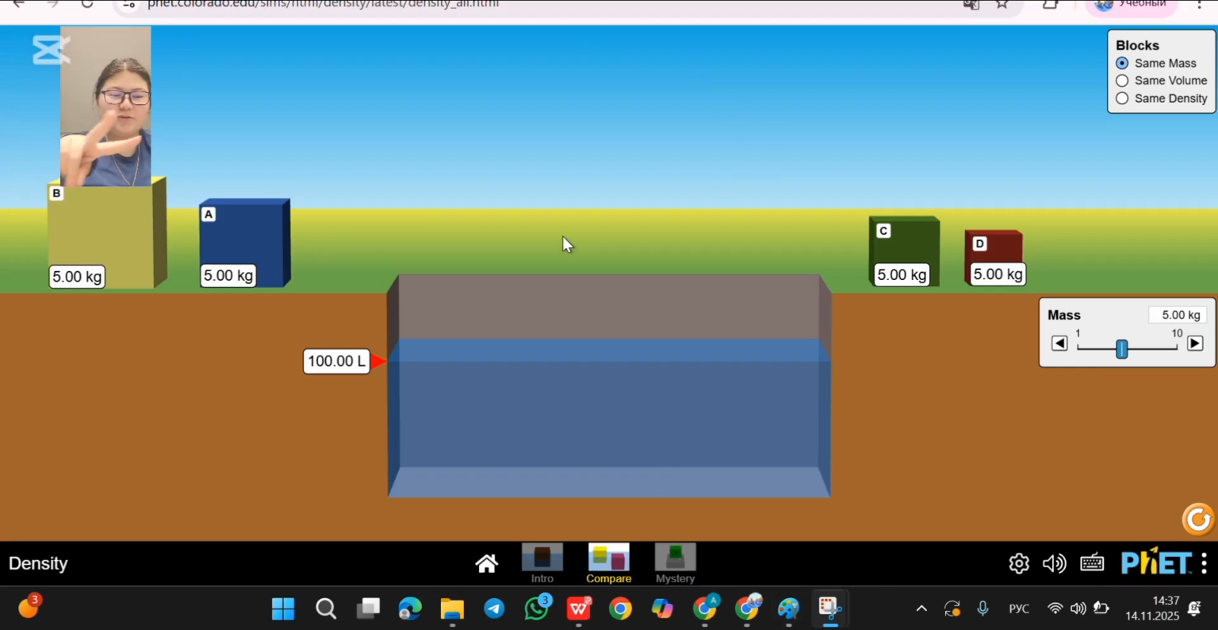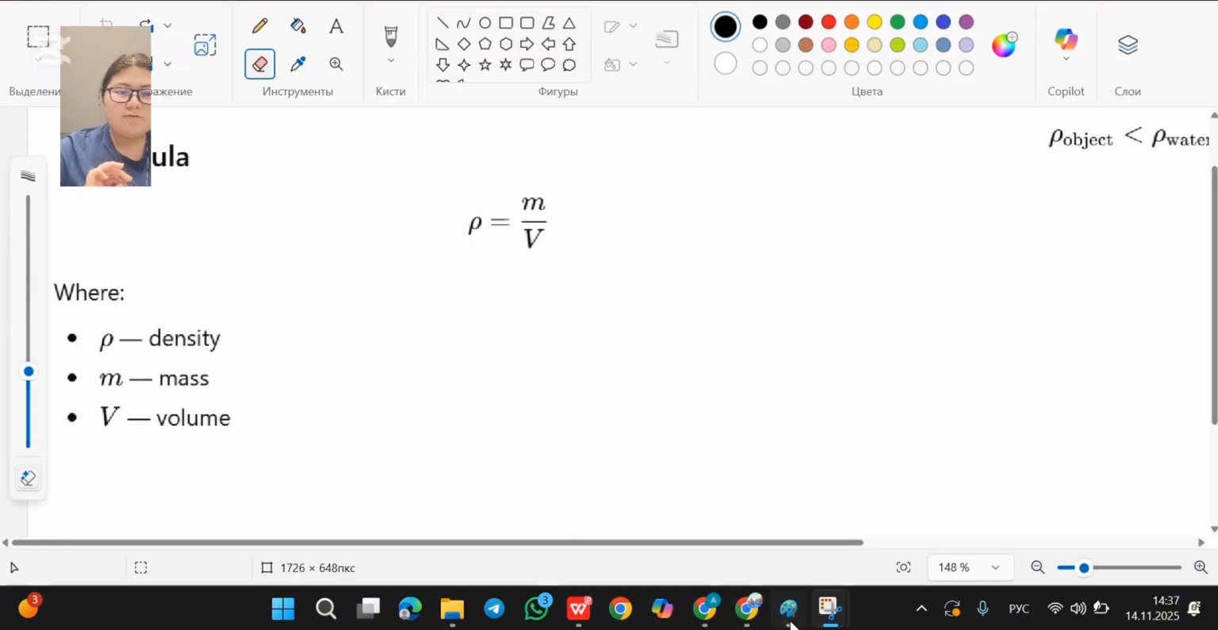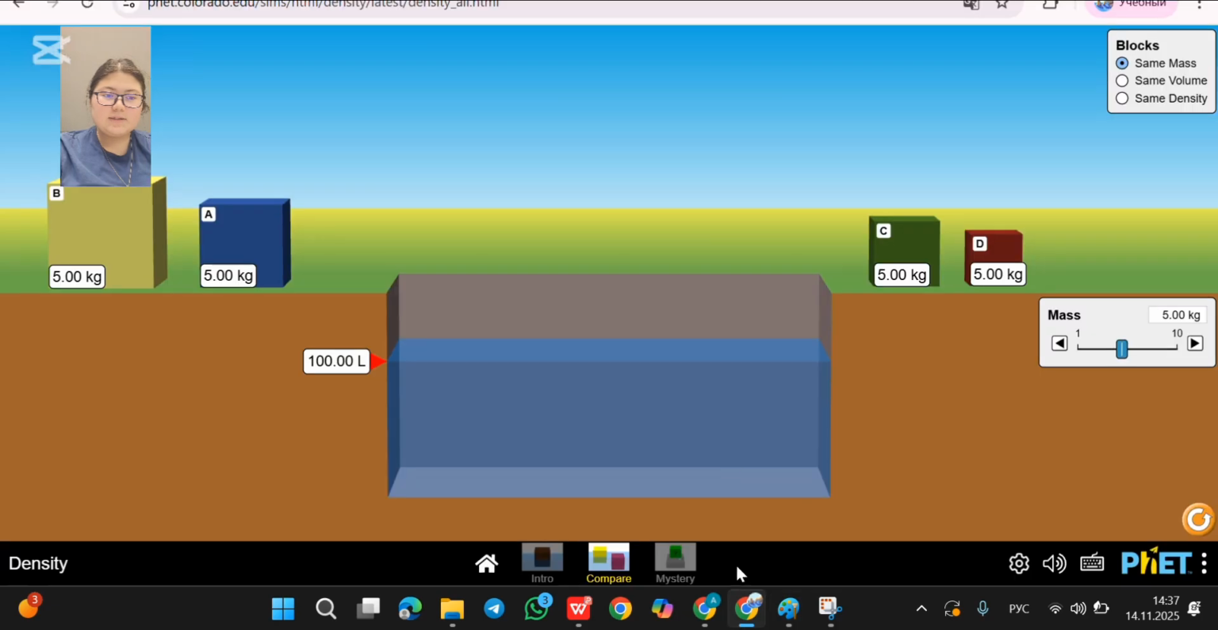Our experiment number 2 is going to be about density. First of all, we're going to have an experiment where we have 4 blocks, and we're going to check how density affects if they sink or float. Here's the main formula. We know that ρ is equal to m divided by v. m is our mass, v is our volume, and ρ is our density.